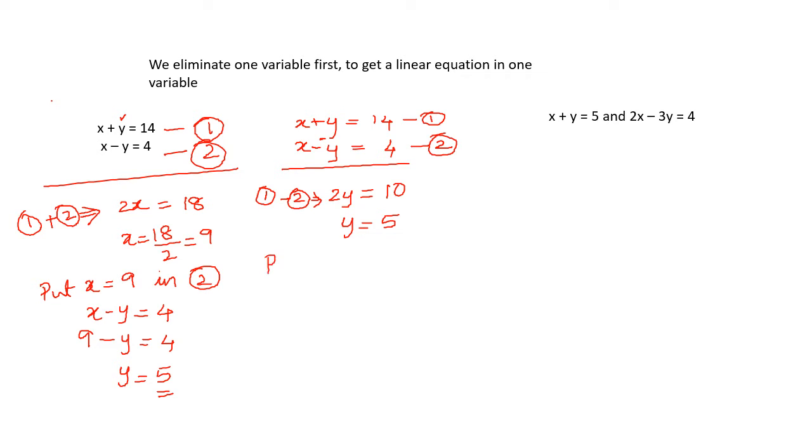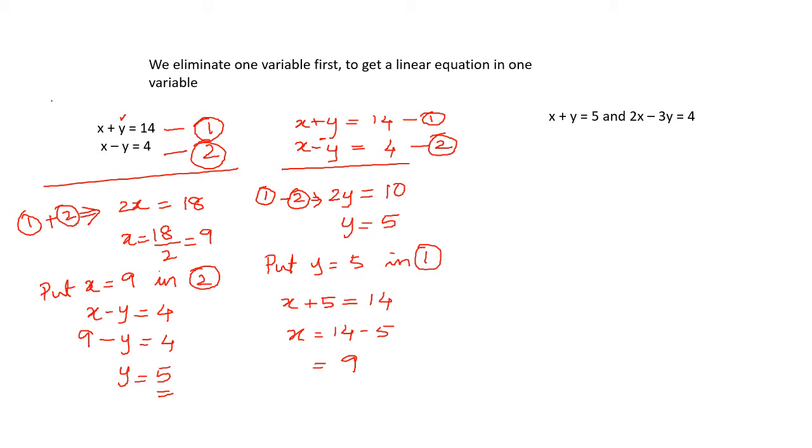Now you put y equal to 5 in any of the equations, in 1 or in 2, anywhere you can put. Earlier I put it in 2, so I'll put it in 1 here. So you get x plus 5 equal to 14, or x equal to 14 minus 5, that is equal to 9.